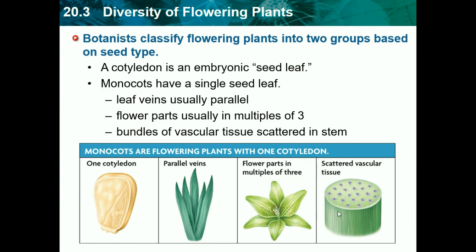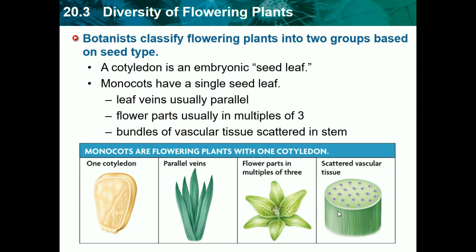Dicots have 2 seed leaves. Dicots are flowering plants with 2 cotyledons. So we have 2 of these, and then they have net-like veins, branching out like a tree. In the other one, they were parallel. That's one difference. And then these have multiples of 4 or 5, so basically anything that's not 3.